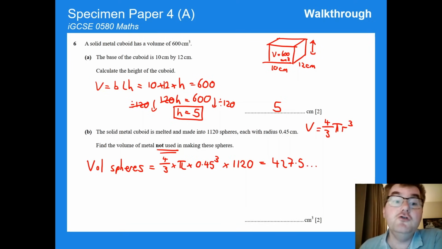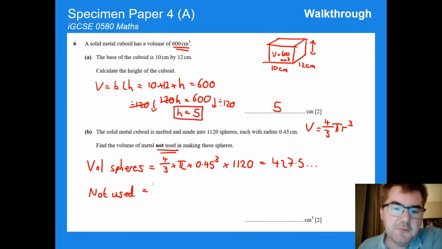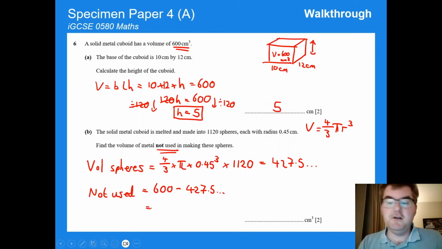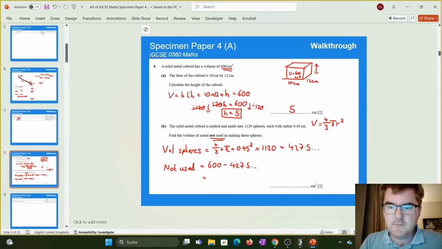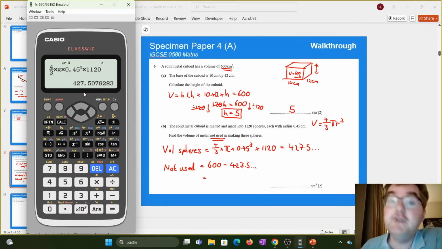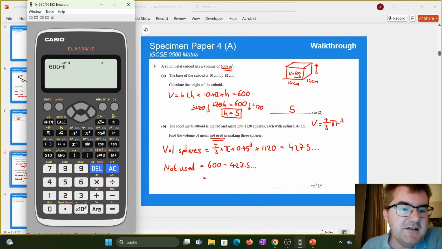But of course we want what's not used here. We take the total amount of volume we had, which is 600, and then minus the 427.5 dot dot dot. Now to make sure there are no rounding errors, a really useful function in your calculator, and I'll do a calculator hacks video, is 600 minus answer. That means you won't lose any decimal places.